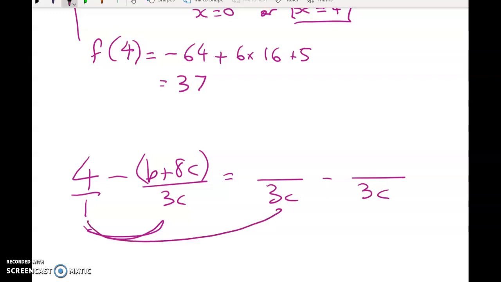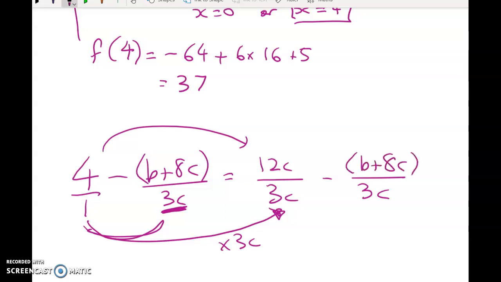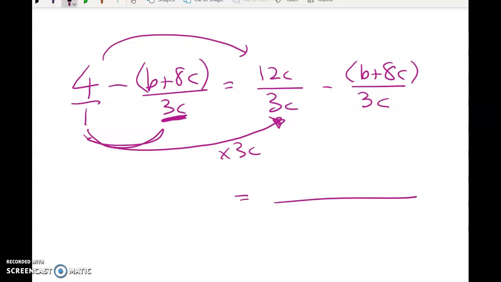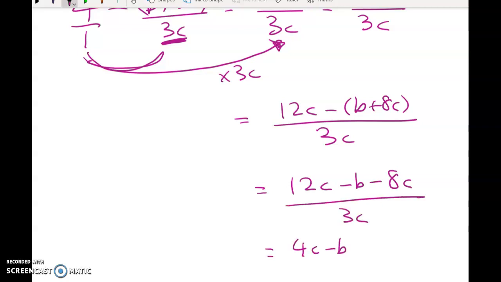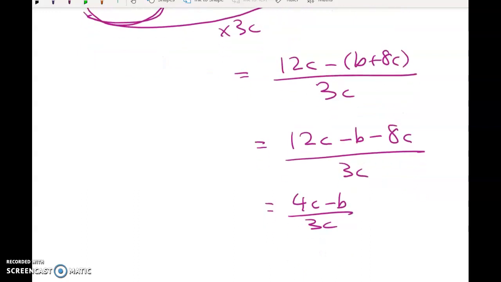Right, what did I do to the 1 to get to 3c? I times it by 3c, so that's what I have to do to the 4, giving me 12c. And then here, I didn't have to touch this, so it's still minus (b plus 8c). Right, but we've got to write it as a single fraction, so it's going to be this: 12c minus b minus 8c over 3c, which is 4c minus b over 3c. So there you go, that's your final answer there.